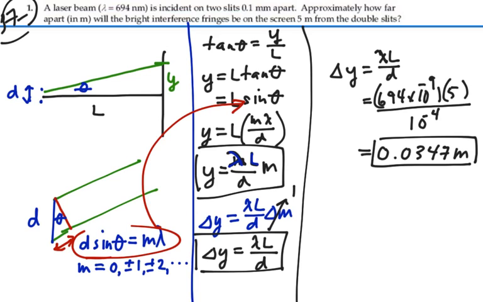That's well within visual limit, 3.5 centimeters. That's almost 2 inches, and so we would definitely see that on the screen. The nice thing about this equation is if we were to measure that kind of distance, and if we knew what our L was and our d, then we could reverse engineer this equation and figure out the wavelength of the light. So that's very useful.